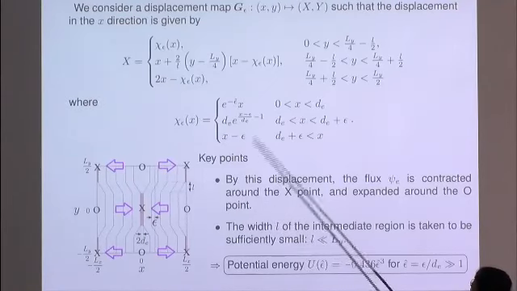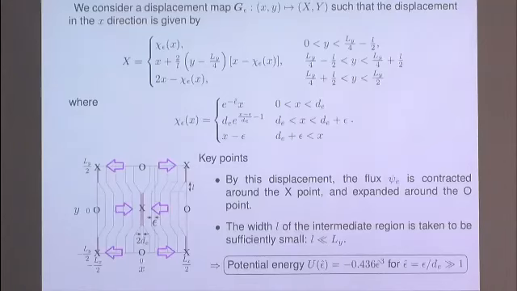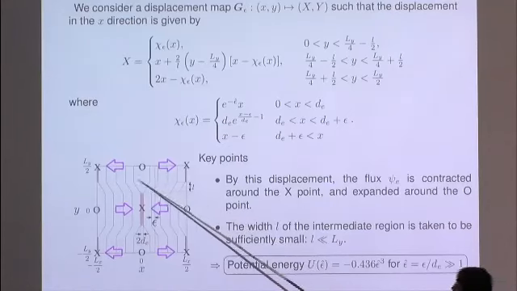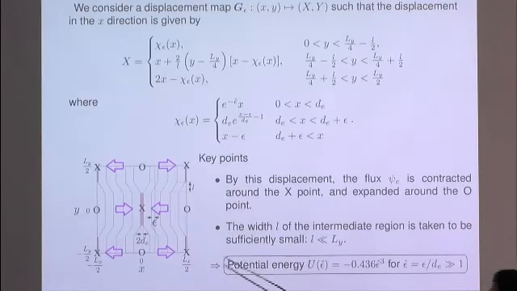So I chose a very special displacement map, which visually looks like this. And there are some key points. By this displacement, the frozen flux psi E must be uniformly contracted around the X point. And on the other hand, the flux must be expanded around the O point, which must satisfy the incompressibility condition.